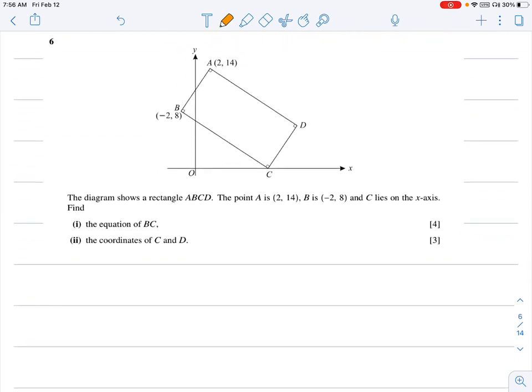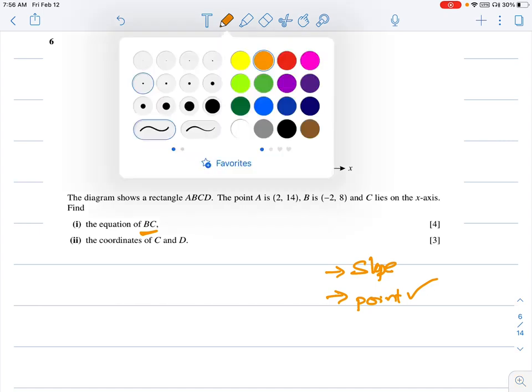Question number 6. Find the equation of BC. To know the equation, I need to know the slope and I need to know a point. So do I know the point B? Yes, I know. Slope I don't know. So what am I going to do? I am going to find the slope of AB.